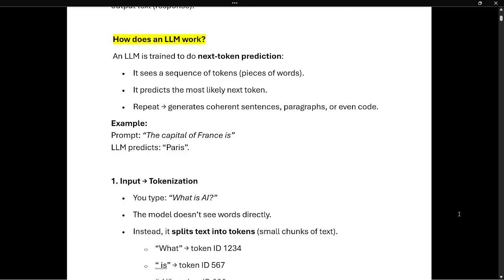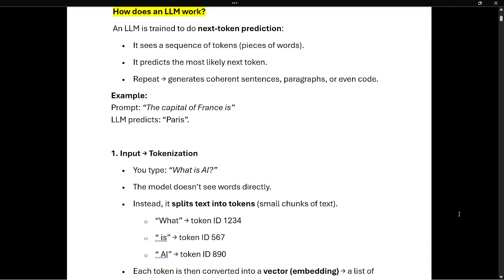But let us understand tokenization. What is tokenization, and how is it finding the next token based on the weight value? Suppose I am writing here "what is AI". In the case of LLMs, the model does not see the words directly. It splits the text into small chunks, and that is called a token. So here, "what" is a token with token ID 1, "is" is a token, "AI" is a token.